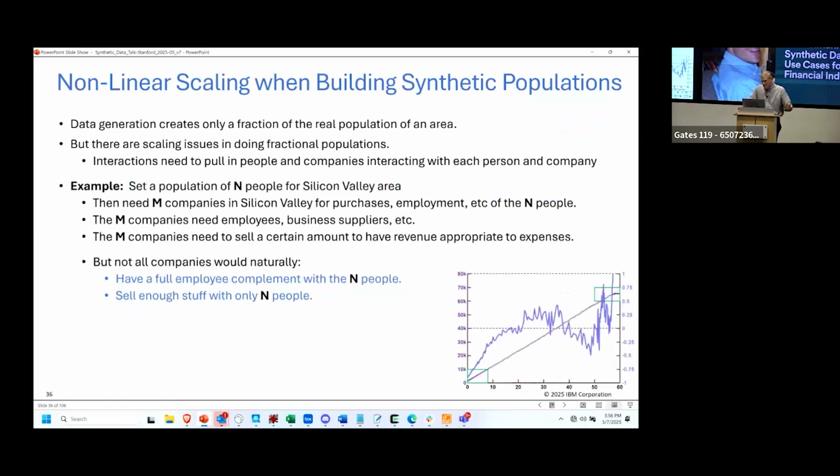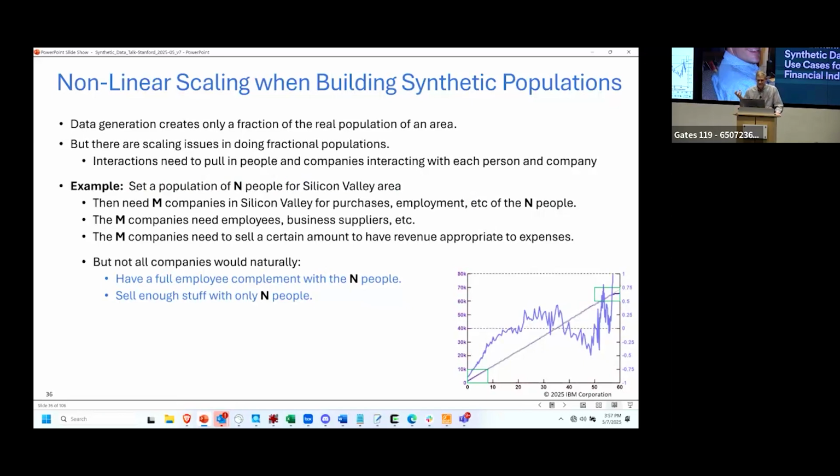Another problem is sort of nonlinearities. The United States has on the order of 340 million people. We don't just instantiate, when we're generating data, 340 million people and however many companies there are, for two reasons. We want flexibility, and of course, it's computationally expensive to do everything at full population level scale. So we want to scale things down, but that of course introduces nonlinearities.